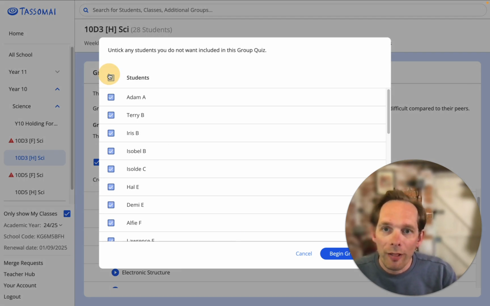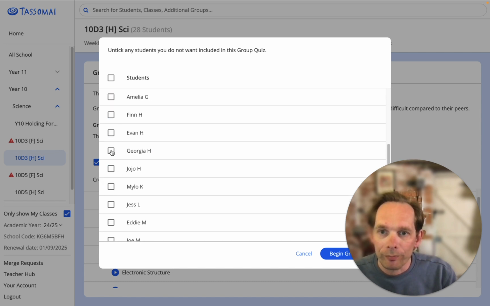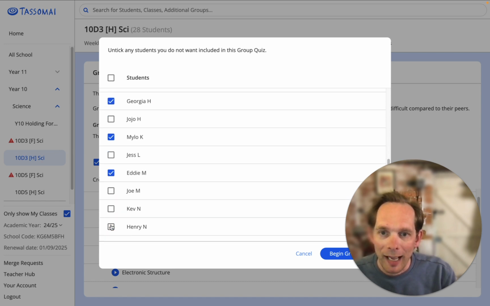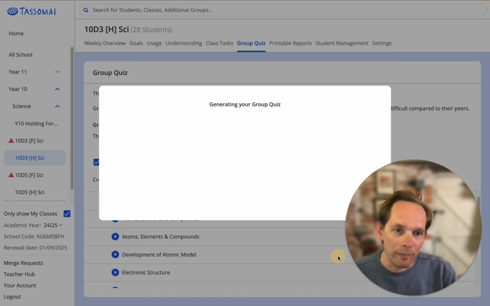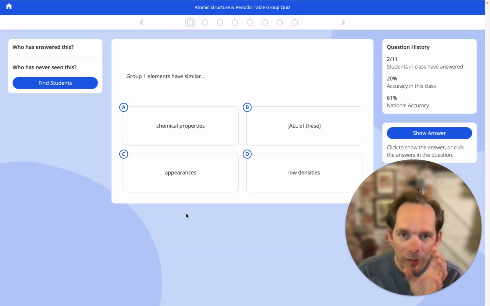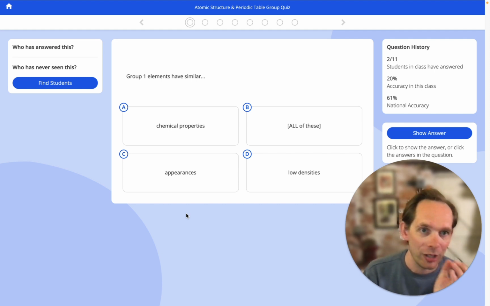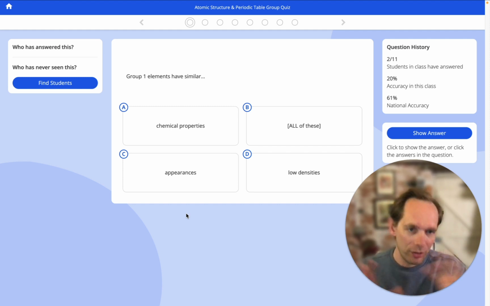So rather than the whole class, I might just grab half of them. Let's say ironically that most of them are in the top half of the alphabet, and we just grab a sort of handful of them. Right, so that's probably about 10 or 12. Now it's going to compile a quiz based on these 11 students' specific mistakes versus the national group, rather than the whole class's.